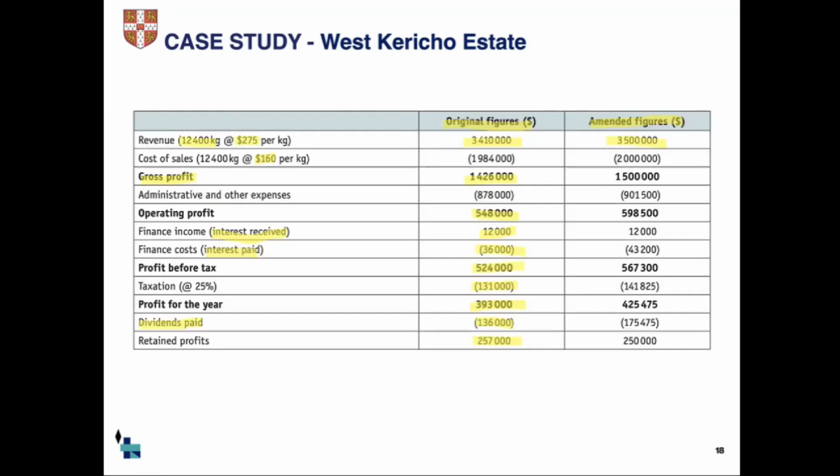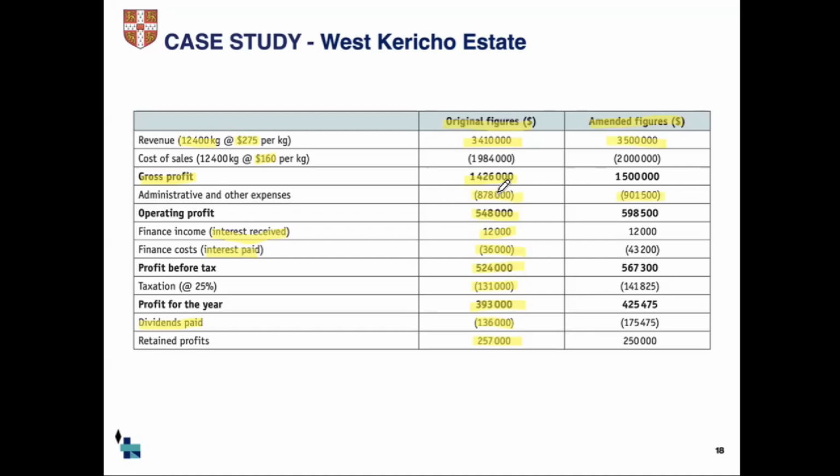$901,500. So let's look at the statement again and look at the administrative and other expenses. Previously, it is quoted at $878,000, but in actual fact, it was $901,000. So this is an increase in cost, and an increase in cost will reduce our operating profit.